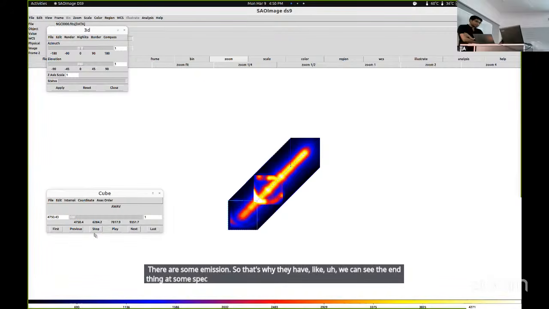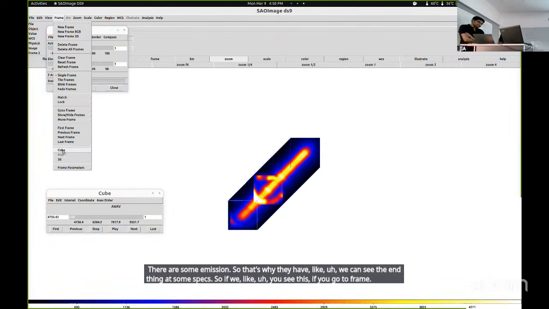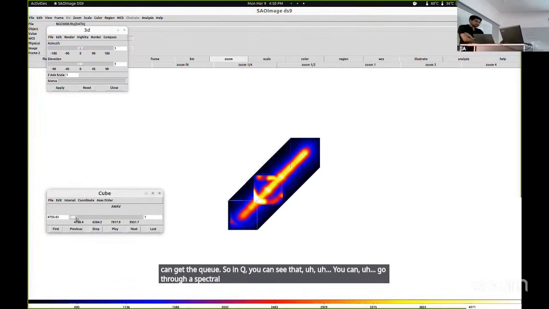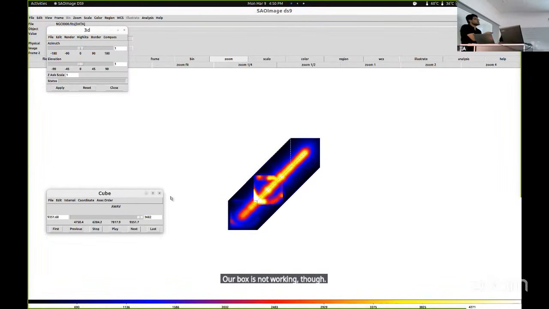So if you go to frame, you can get the cube. In the cube you can go through the spectral axis. If you move this, you can see it moved. Can you see there? There is some box moving along the spectral axis. The box is not moving though. It is moving, but the screen is not good enough to show. Can you see? The box is moving.